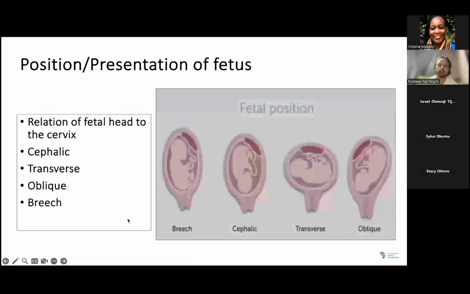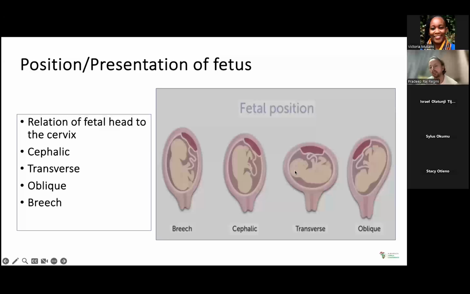And the position of the fetus is usually determined by the location of the head and the cervix. And if the head is near the cervix, it is called cephalic presentation. And if the head is away from the cervix in the upper part of the uterus, it is called breech presentation.